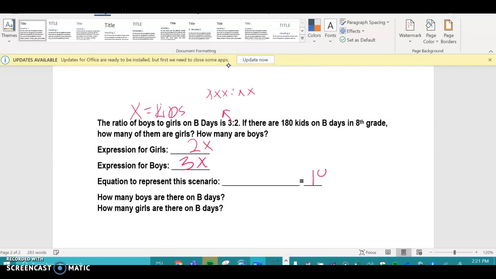So altogether, there are 180 kids on B days for 8th grade. So if I have 3x plus 2x equals 180, I can solve this situation. So the number of boys plus the number of girls is equal to 180 kids. Solve this. How many boys are there? How many girls are there? So I want you guys to solve that, and we will go over it tomorrow.